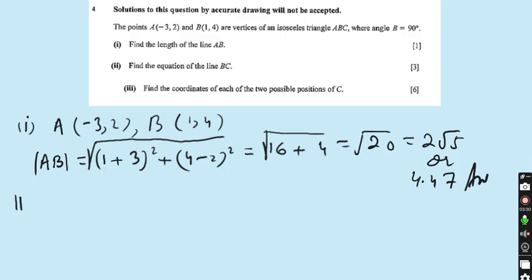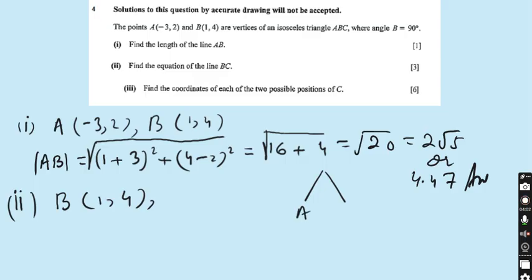Come to part B. Find the equation of the line BC. In order to find the equation of the line, we should have two things. One is the gradient and second is one point from the line. So we have point B, that is given in the question, (1, 4). But we don't have the gradient of BC.